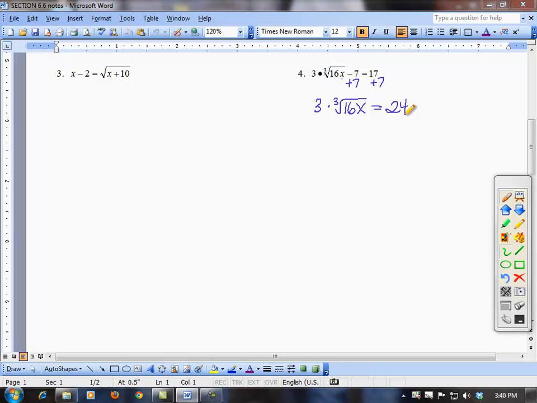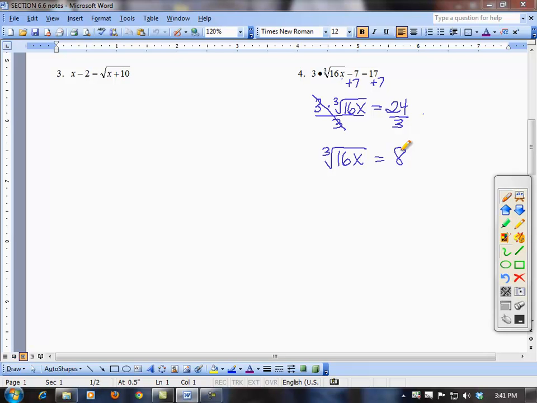Now I still have a number outside of my cube root, that's the 3. So I'm going to divide both sides by 3. Now here's the number 1 mistake we make. When we divide by 3, we're only dealing with the number in front. You can never divide inside the root. So we take the cube root of 16x equals, and 24 divided by 3 is 8.